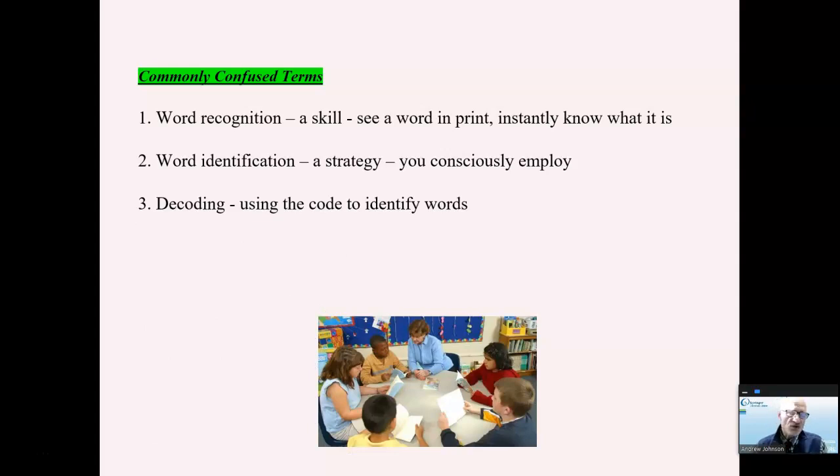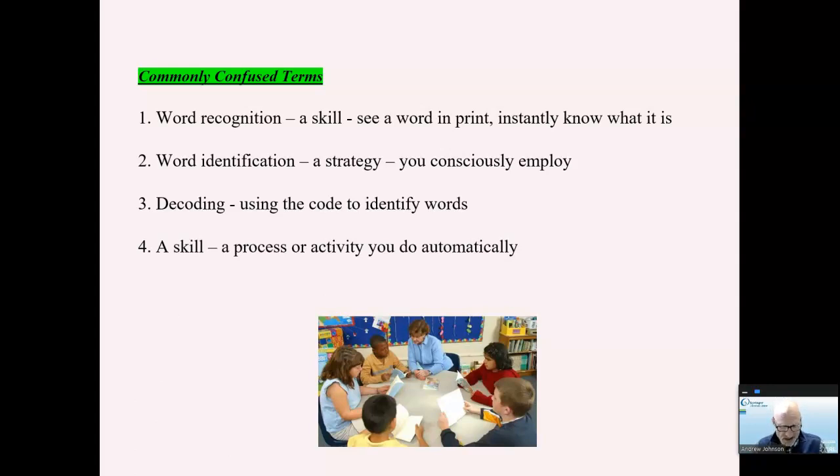Decoding is using the code to identify words. You break it down using phonics or synthetic phonics, and it is one form, decoding or using phonics, one form of word identification, one word identification strategy, one of four, and I'm going to show you all four.